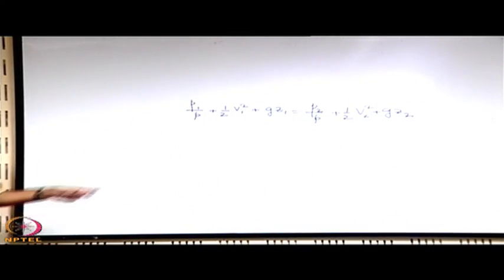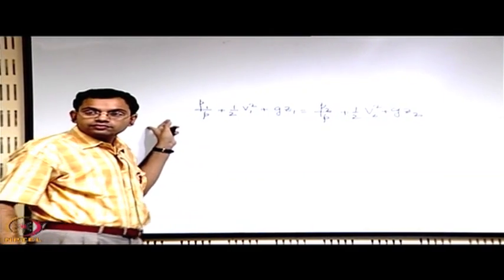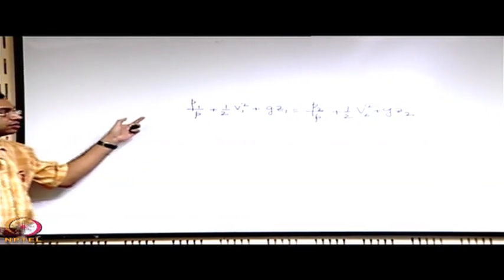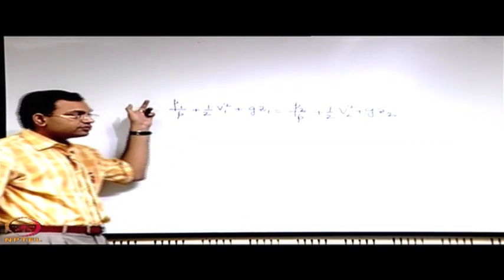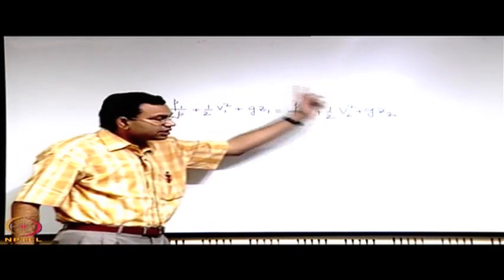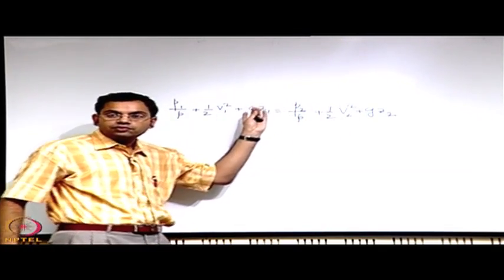What are the assumptions under which this was derived? Inviscid flow is the most important one, I should say. Then this version is for steady flow. We will see what is the version for unsteady flow subsequently.